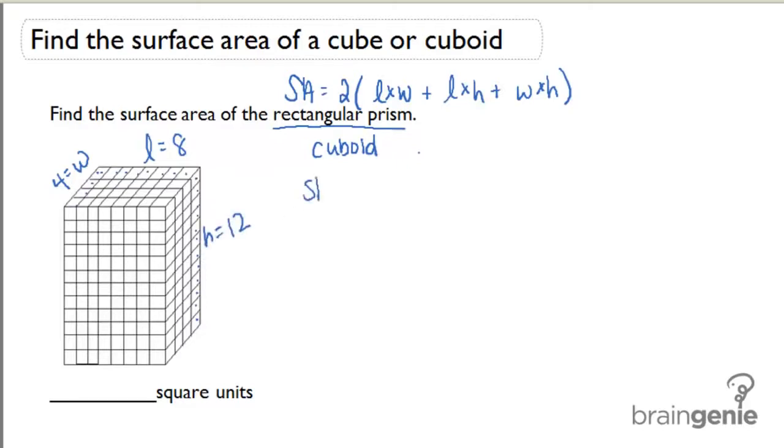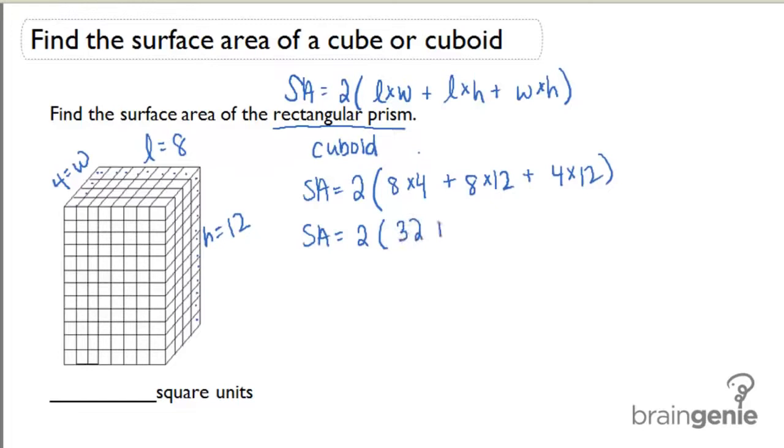So if I plug these numbers into the formula, I would have 2 times 8 times 4 plus 8 times 12 plus 4 times 12. And since order of operations tells me to deal with my parentheses first, I'm going to multiply those numbers inside the parentheses and then add those numbers up.